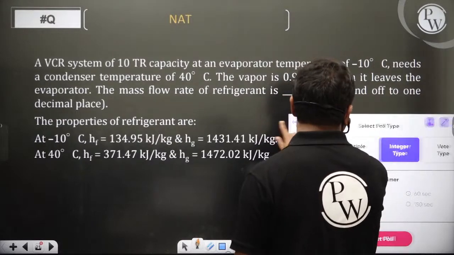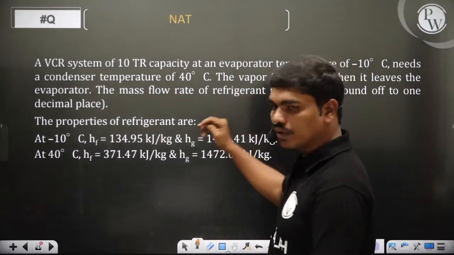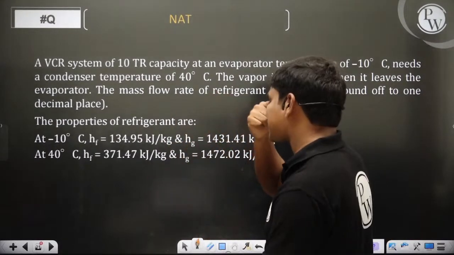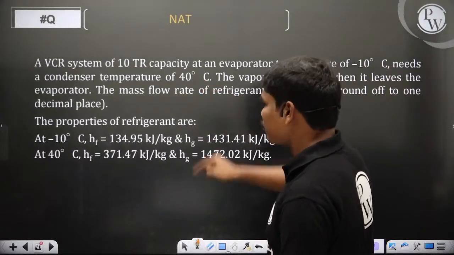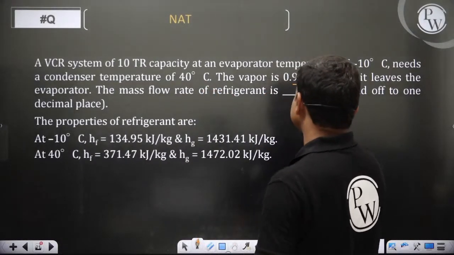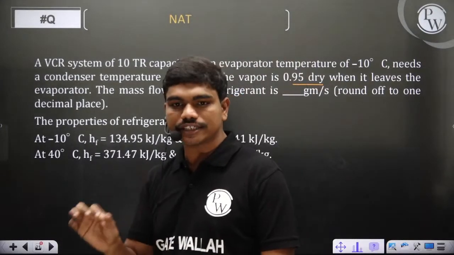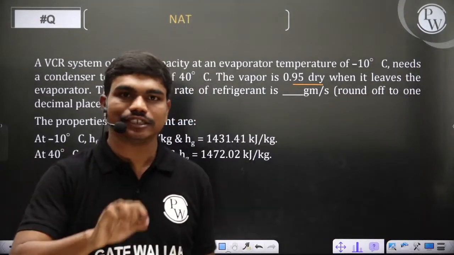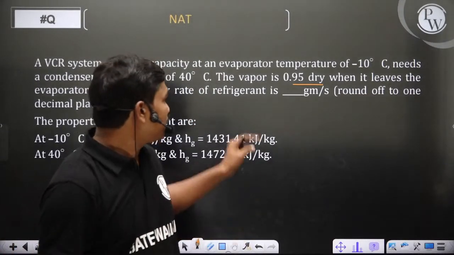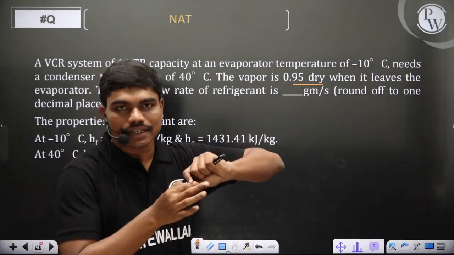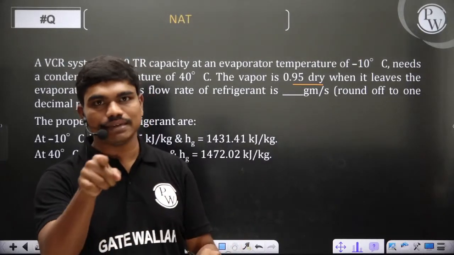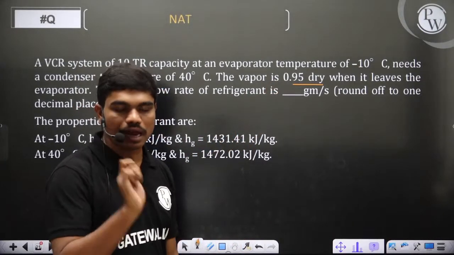Fine. Okay, I'll do one thing because the time is actually short. You know how to do this because only the one difference is given. The vapor coming out of the evaporator has dryness fraction 0.95. So the vapor coming out is not completely saturated vapor. It is somewhere in between. So with 0.95 dryness, you have to calculate H1.